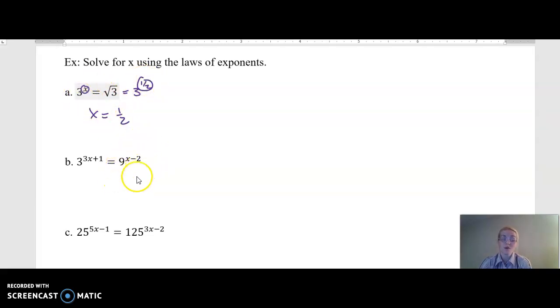All right, so please go ahead and pause the video right now and do these last 2 problems, B and C. Use the properties and laws of exponents to solve for x. I'm going to pause it. You pause it.